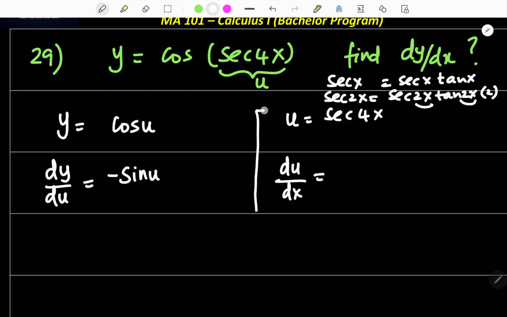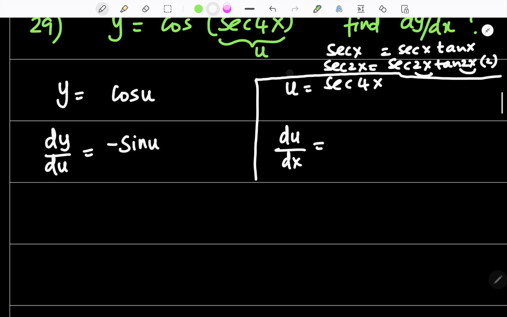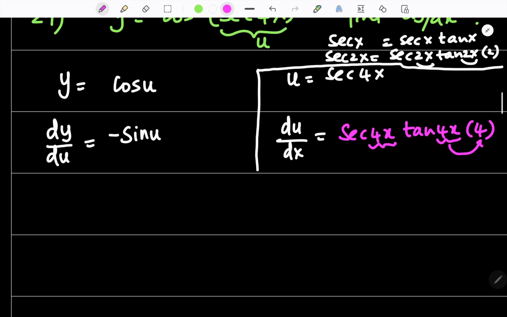So let me make a line here so that you will not get confused. Similarly, what is the derivative of secant 4x? Secant 4x tan 4x times 4. Why? The derivative of 4x is 4. Teacher, do I need to do it for secant 4x? No need. Only one time you have to do it. Okay, right.